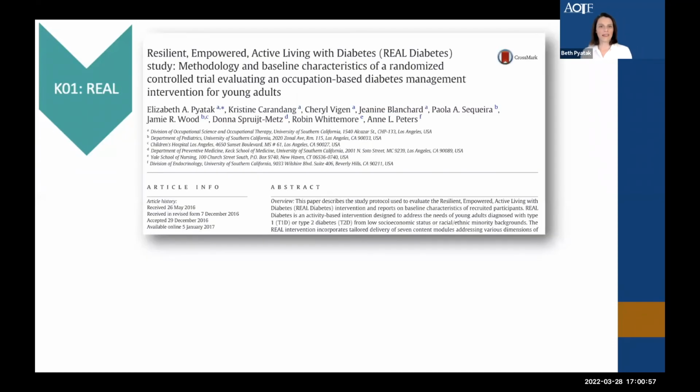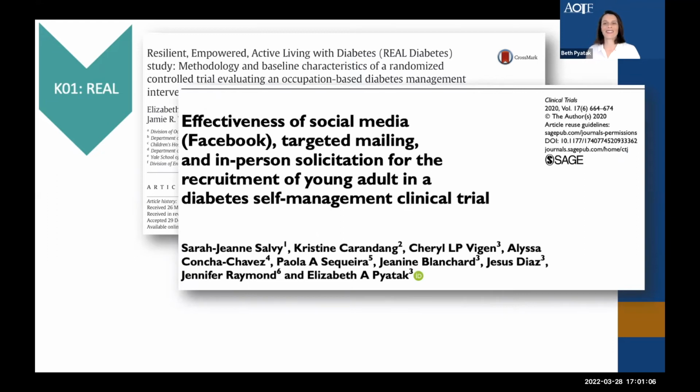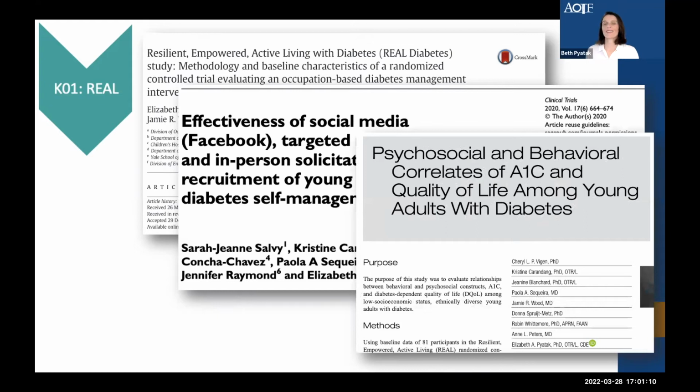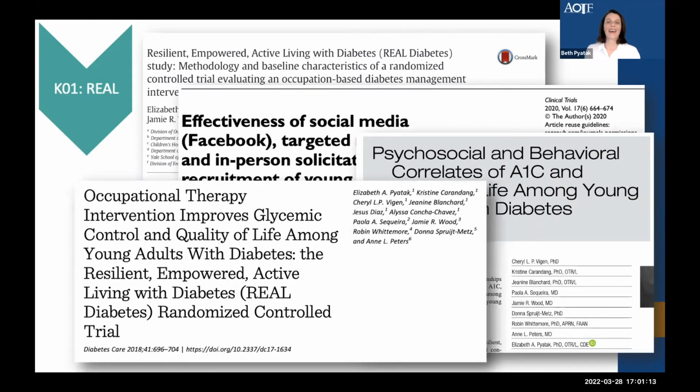So the next project I got involved in, we had funding through a KL1 award to do a small scale randomized study of the intervention that I had developed. So I called this the Resilient Empowered Active Living with Diabetes, or Real Diabetes study. And we actually also had a chance to look at some comparative effectiveness of different recruitment methods. We looked at different baseline data. And the big headline from this study was the main outcomes.